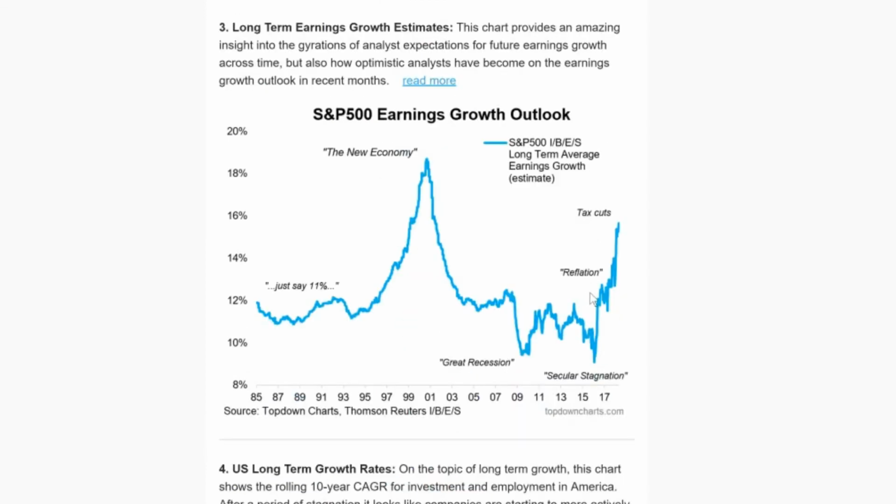Number three, kind of an interesting chart here. It's from Thomson Reuters Datastream, the IBES estimates. These are the gold standard for earnings estimates globally. And what it is here is the consensus estimate of long-term average growth rate.